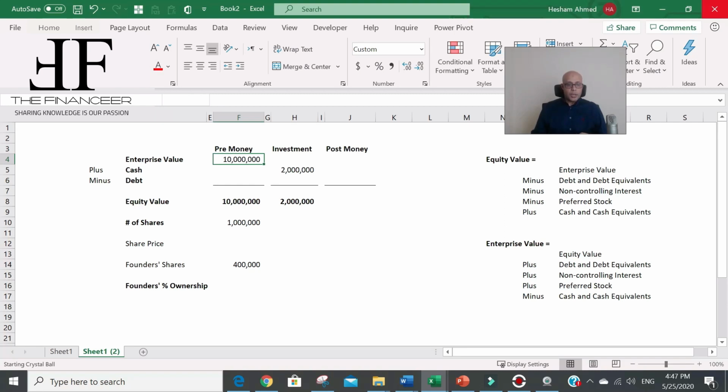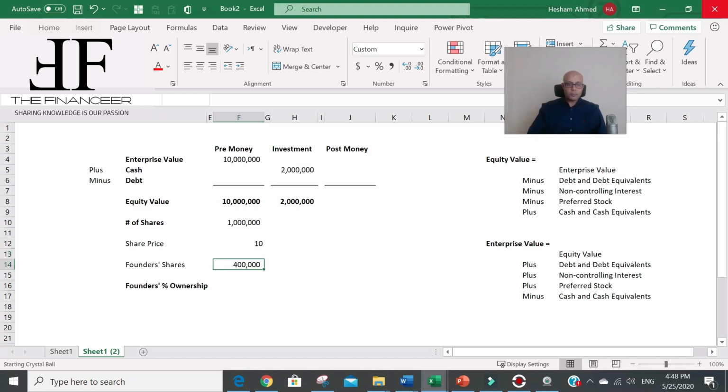So now, assume that you have 1 million shares outstanding. So how much equity? 10 million. And how many shares outstanding? It's 1 million. So if you divide the 10 million by the 1 million shares outstanding, you will reach the market share price, which is $10. This is the market share price for one share.